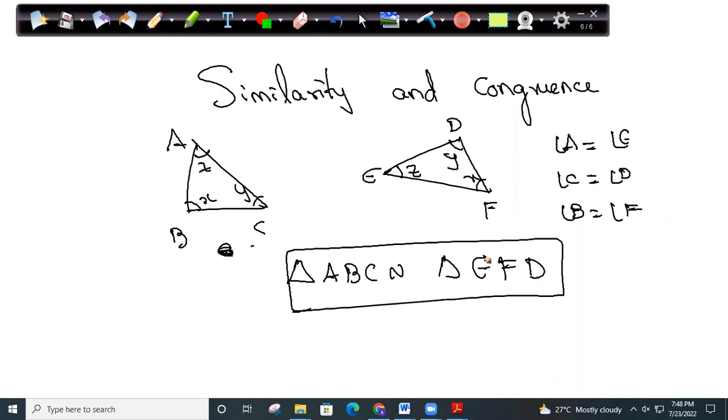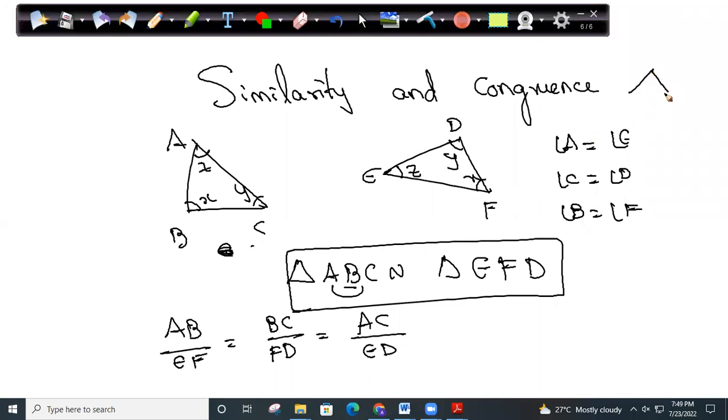If two triangles are similar, what happens? The sides are proportional. When I say sides are proportional, AB by EF is equal to BC by FD is equal to AC by ED. If at least two angles of one triangle are equal to two angles of the other triangle, then I can say that the two triangles are similar. And what is the meaning of similarity? Similar means same shape, but not same size.